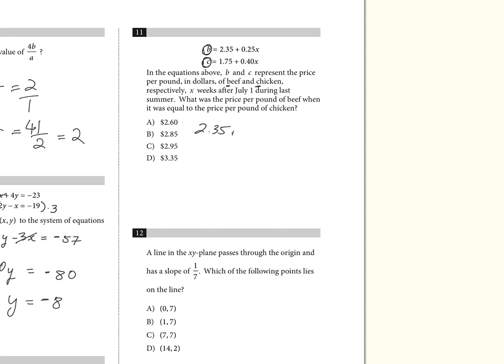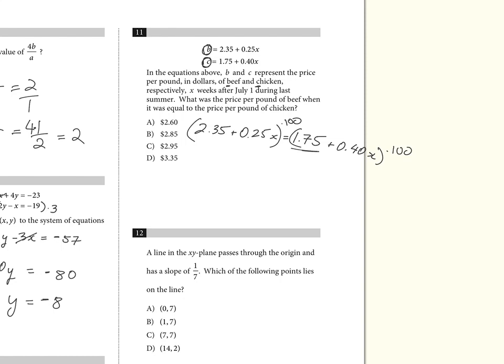2.35 plus 0.25x is equal to 1.75 plus 0.40x. And with this app, I get to write off the paper. Now, if I wanted to, I could just multiply both sides of the equation by 100. And what that's going to do is clear the decimal points. So basically, I can now ignore the decimal points completely.